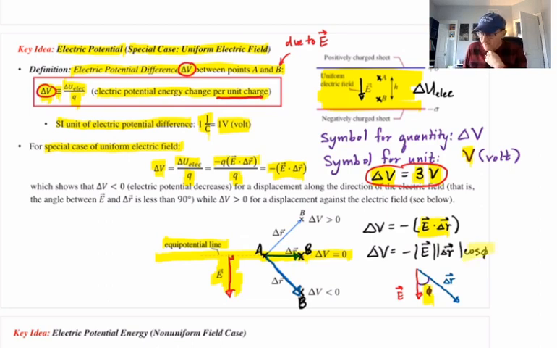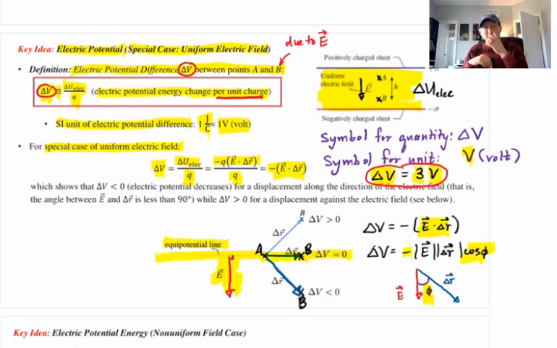And the cosine of an angle less than 90 is a positive number, but then there's this minus out front, so that tells me that as I travel from A to B, the electric potential decreases because the delta V is negative. In this geometry, that's true then for any point B that's below that equipotential line. Any point B below the equipotential line will be at a potential lower than point A. Now, the farther down you go, the lower the potential gets. But all I'm saying is that any point B below the equipotential line has a potential less than that at A. The potential difference is negative if I go down.